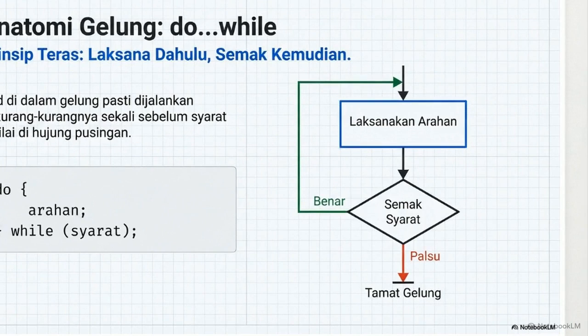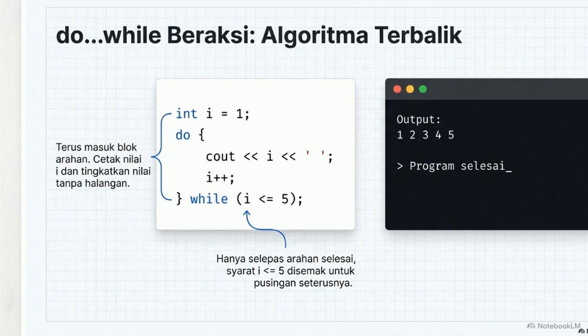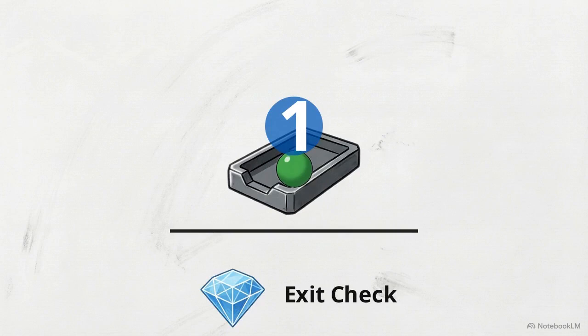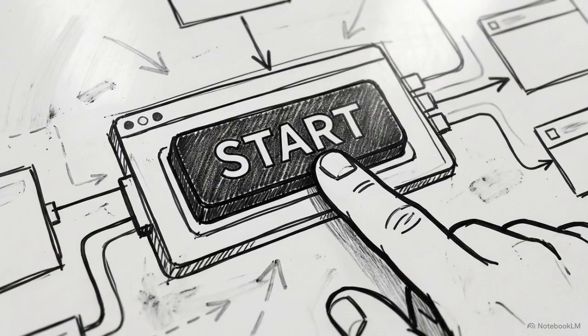The C++ syntax forces entry using the do command at the top, while the condition is placed at the very bottom of the code block. This creates an unbreakable rule. Because the evaluation happens at the exit, the code inside a do-while loop is guaranteed to execute at least one time. This makes it the standard choice for interactive programs.